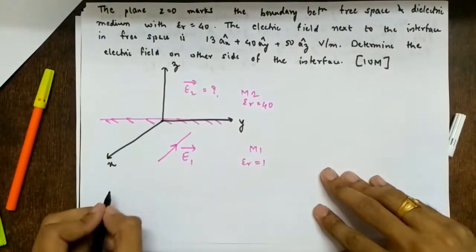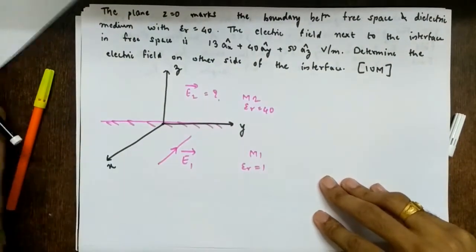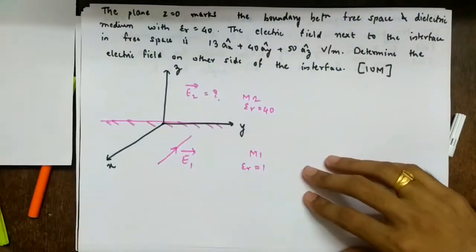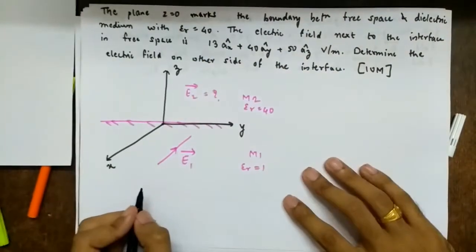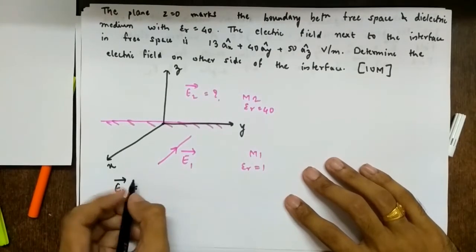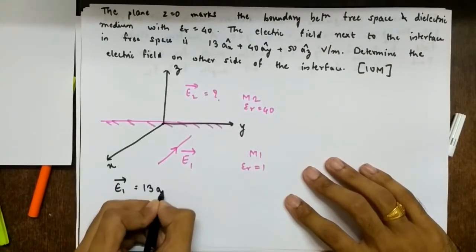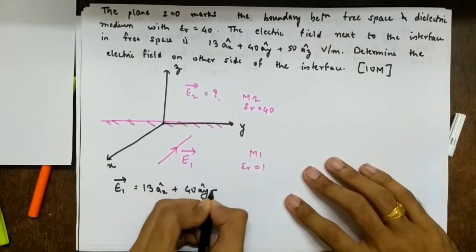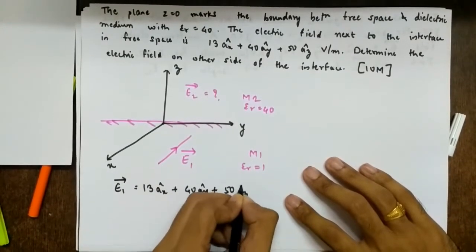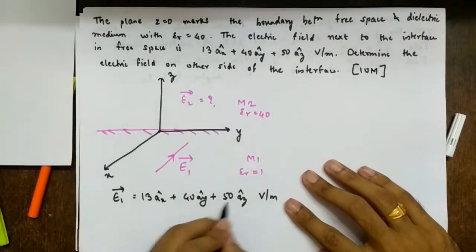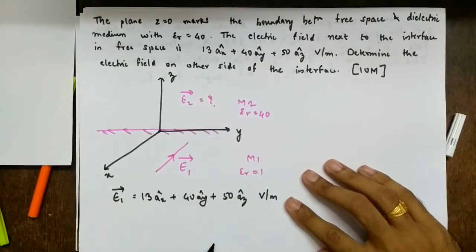So what is my E? What we require is the tangential component of the electric field. They have already given the complete electric field, so let me write that. E1 vector equal to 13 Ax cap plus 40 Ay cap plus 50 Az cap volts per meter. This is given, right? So we need to separate this into tangential and normal components.